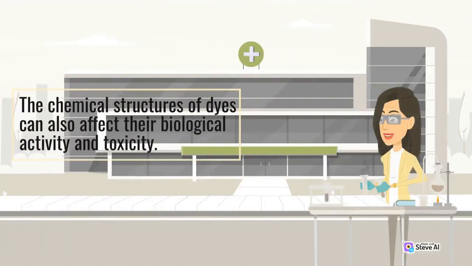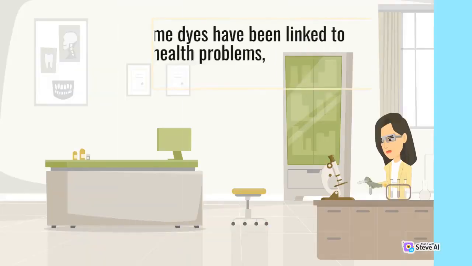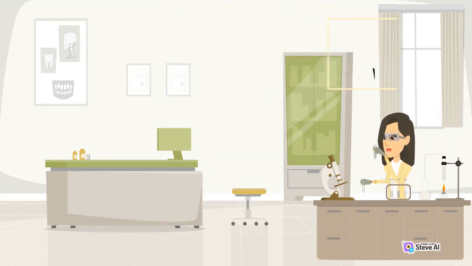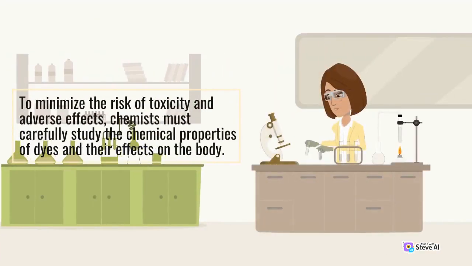The chemical structures of dyes can also affect their biological activity and toxicity. Some dyes have been linked to cancer and other health problems, while others are relatively safe. To minimize the risk of toxicity and adverse effects, chemists must carefully study the chemical properties of dyes and their effects on the body.